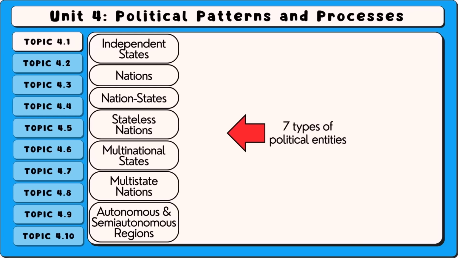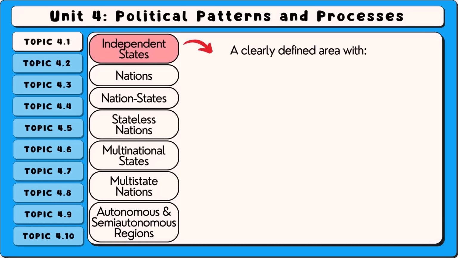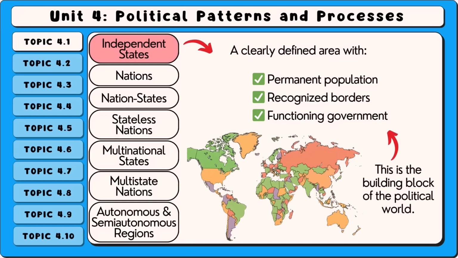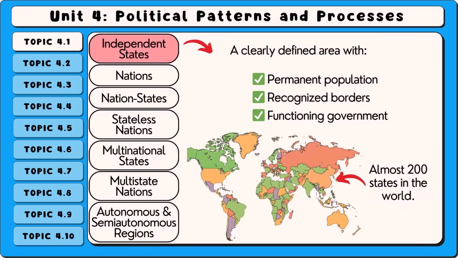In this lesson, you need to learn about 7 types of political entities. These are independent states, nations, nation-states, stateless nations, multinational states, multi-state nations, and autonomous and semi-autonomous regions. An independent state is a clearly defined area with a permanent population, recognized borders, and a government that has full control over its internal and foreign affairs. These states are the building blocks of the political world, and nearly every part of the globe today is part of some state. The modern world political map is made up of almost 200 independent states.